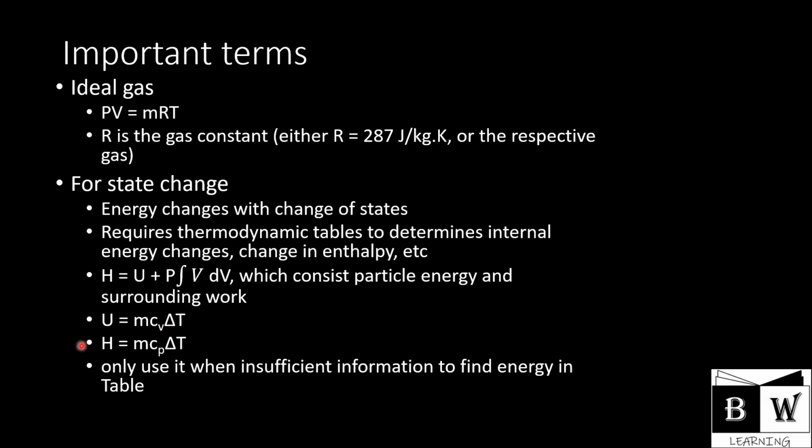So these two formulas, mCv delta T and mCp delta T, can be used to find out your respective internal energy or enthalpy for your system when you have insufficient information. And do take note, Cp is the specific heat capacity for constant pressure.